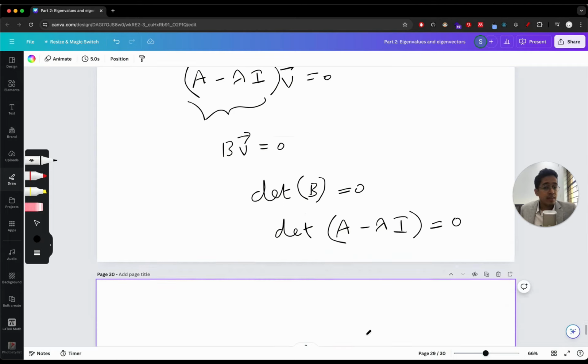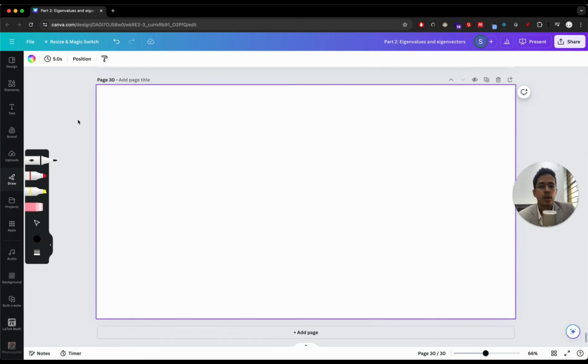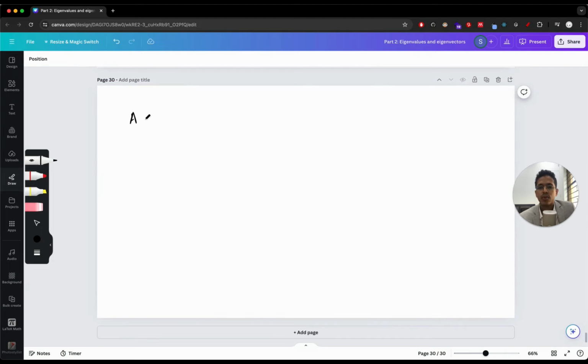Now there are a few interesting things that we can look at. How about, let's say, A equal to 1 0 0 1. This is the identity matrix, right? Can you tell what the eigenvalues and eigenvectors of the identity matrix are? The eigenvectors of the identity matrix are all possible vectors in the xy space.